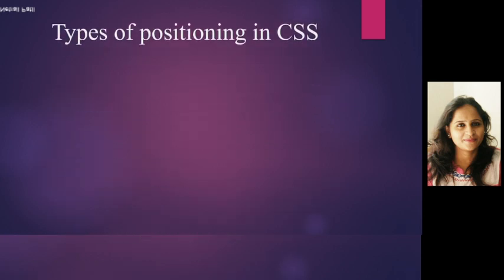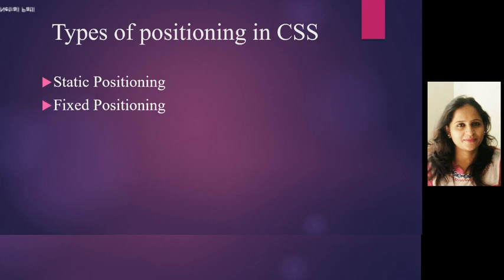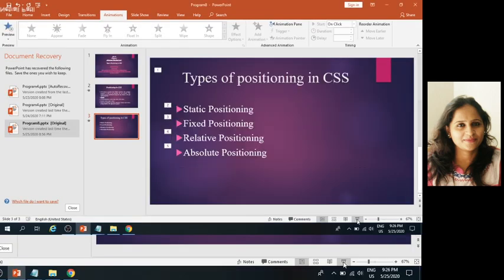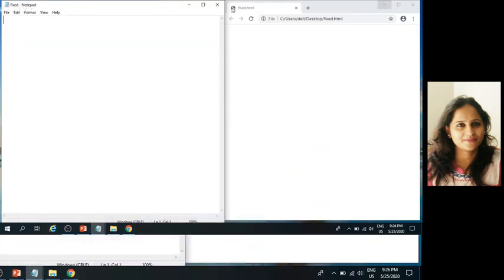There are different types of positioning in CSS. First one is static positioning, second one is fixed positioning, third one is relative positioning and at last absolute positioning. We will see practically what is positioning. First we will see fixed positioning.